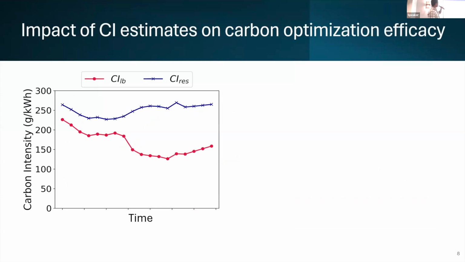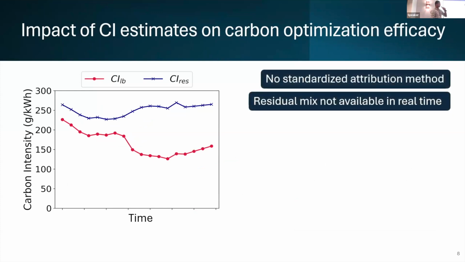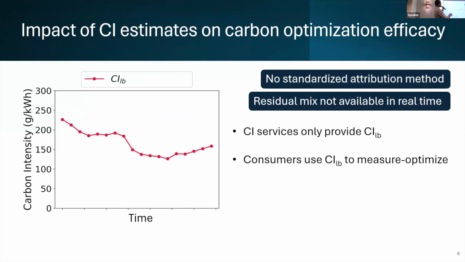This brings us to the problem that exists today. Currently, there is no standardized method of attribution, as was also hinted at in today's keynote talk. Also, the residual mix information is not available in real time. So carbon intensity services usually provide only the location-based carbon intensity since CI_RES is unknown. And all consumers use CI_LB to measure and optimize their reductions, including consumers without PPAs.